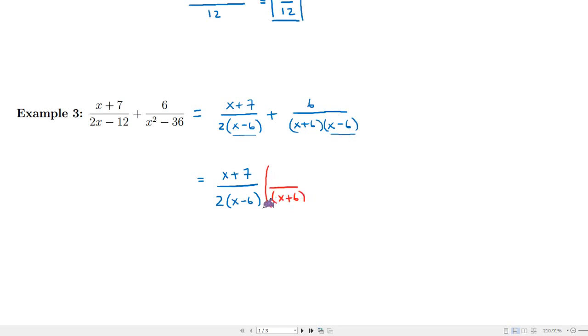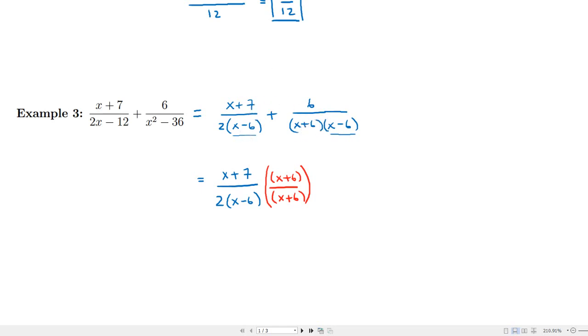But if I multiply the denominator by that, I also have to have that in the numerator, because I can't just multiply by something arbitrary. I can only multiply by 1 if I'm going to leave it unchanged. So you see, I'm multiplying by x plus 6 over x plus 6, because the x plus 6 is what this fraction's denominator had that this one did not.